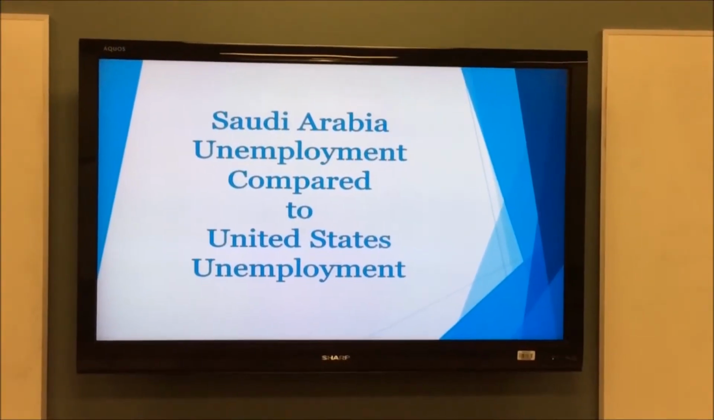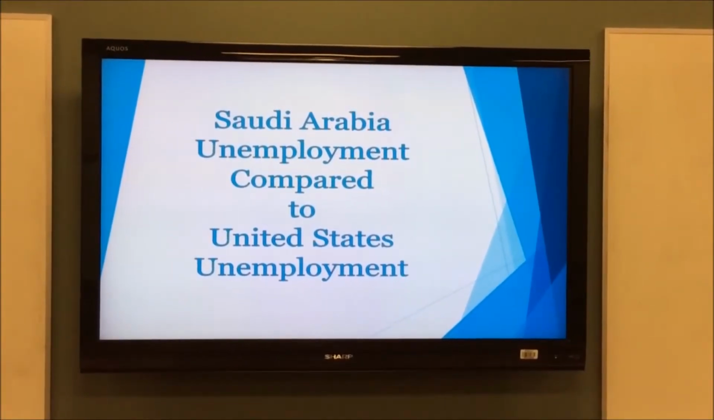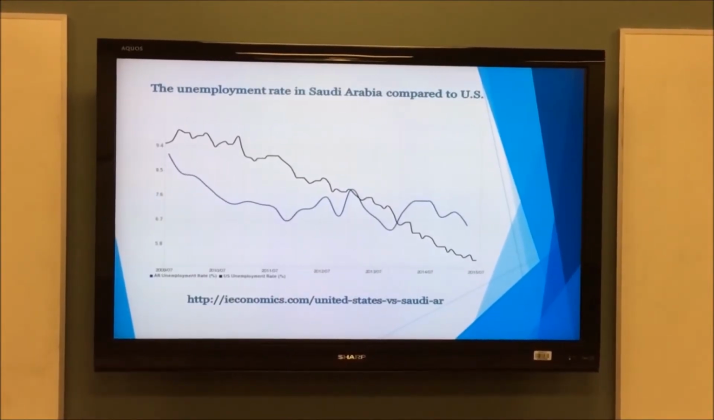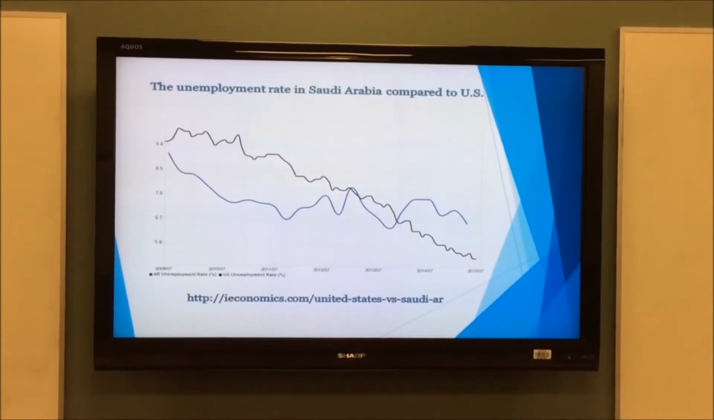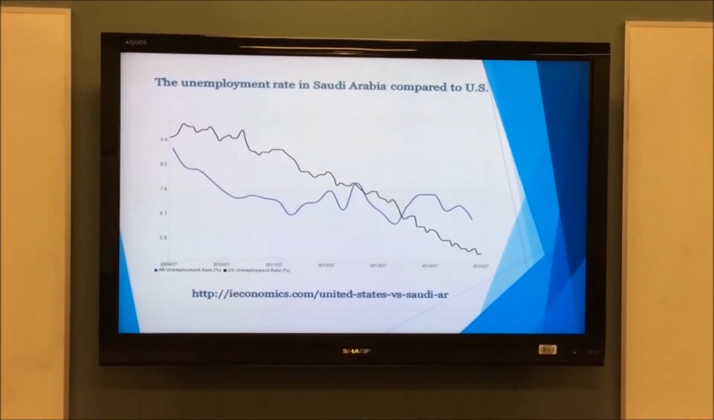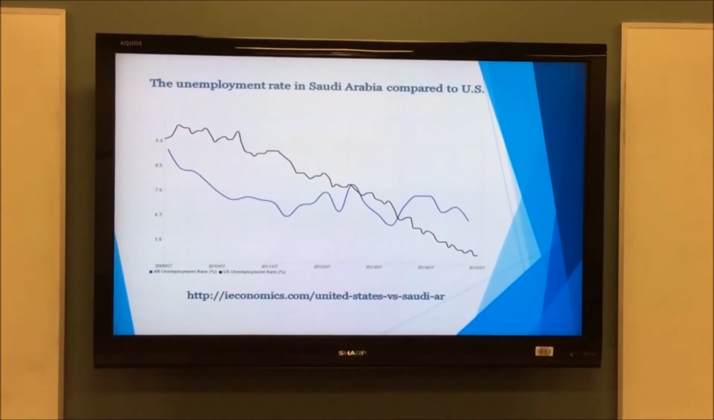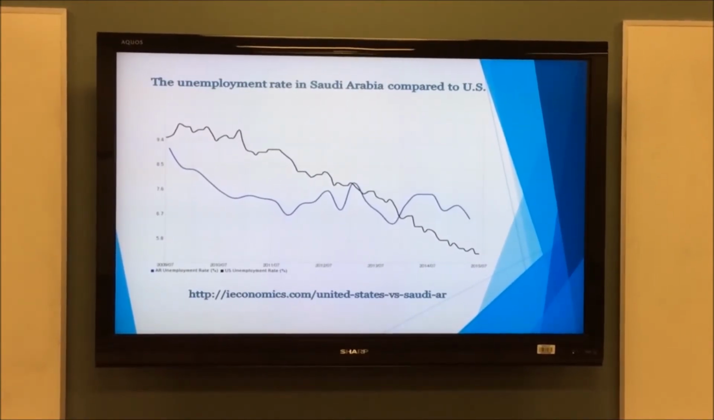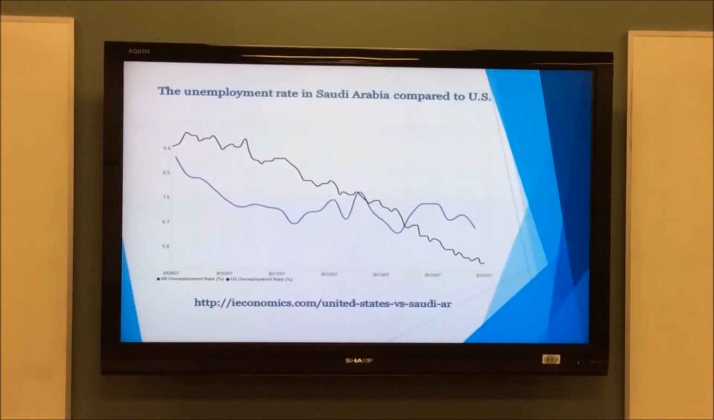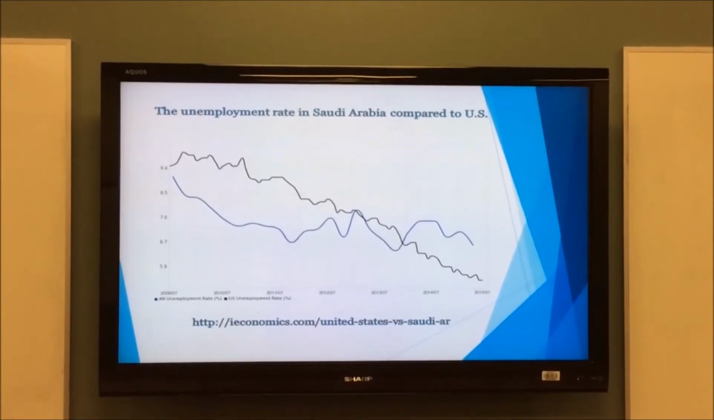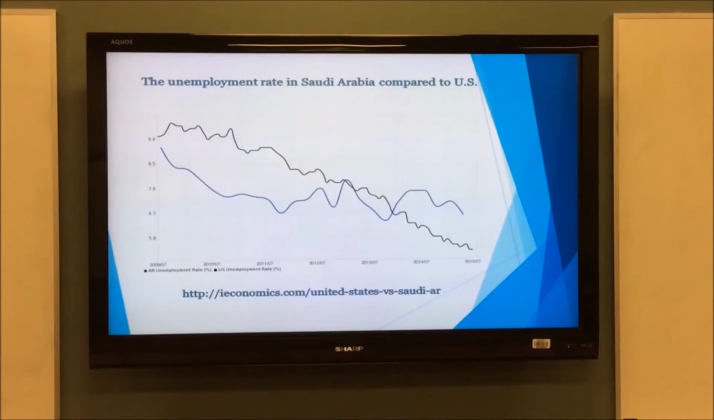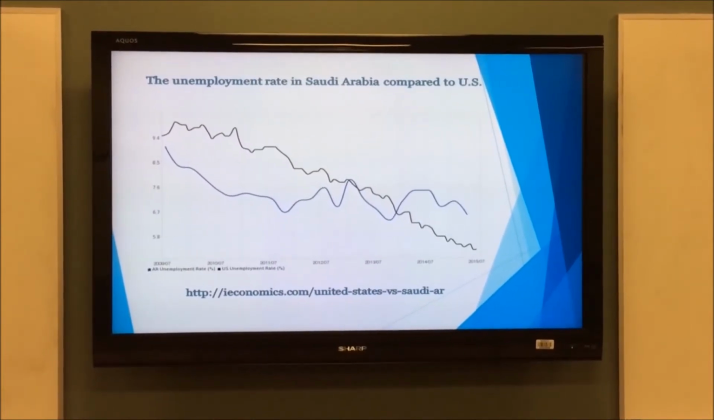I'll talk about Saudi Arabia unemployment compared to United States unemployment. The chart shows the total population of Saudi Arabia from 2004 to 2014, with projections up until 2020. In 2012, Saudi Arabia's total population amounted to an estimated 29.2 million inhabitants. Saudi Arabia, the second largest Arab state, is a nation in development.